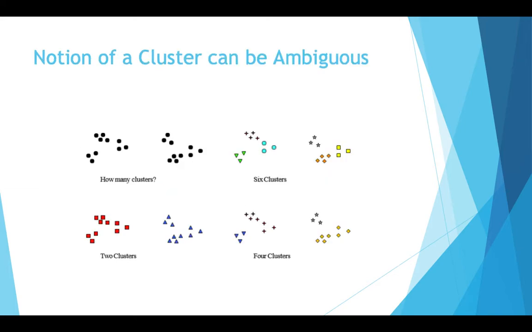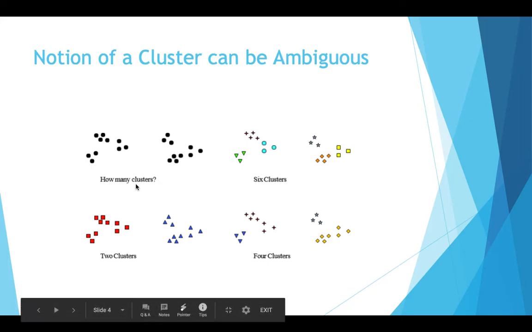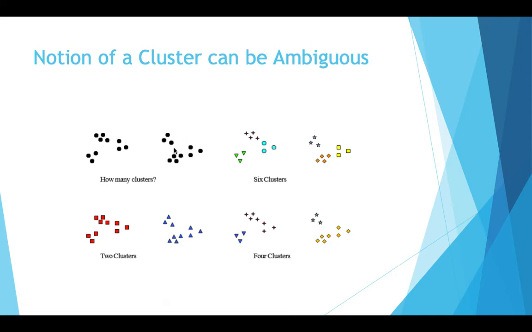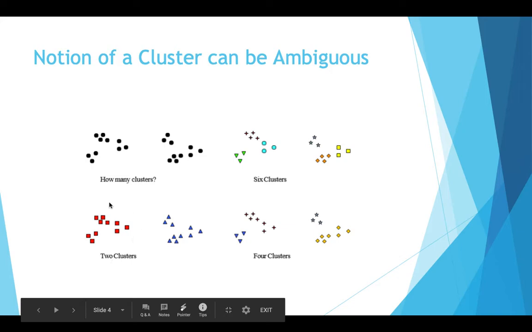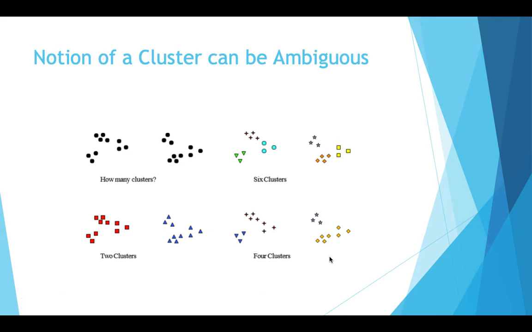Notion of a cluster can be ambiguous. Here you can see there are four figures. The first one is the data points, all in black color. So how many clusters can we get from this structure? If I want 6 clusters, the result of clustering will be like this. If I want 2 clusters, then it will be divided like this. If I want 4 clusters, so basically from this figure we can know that it depends on us how many clusters we want. We have to decide how many clusters we want.